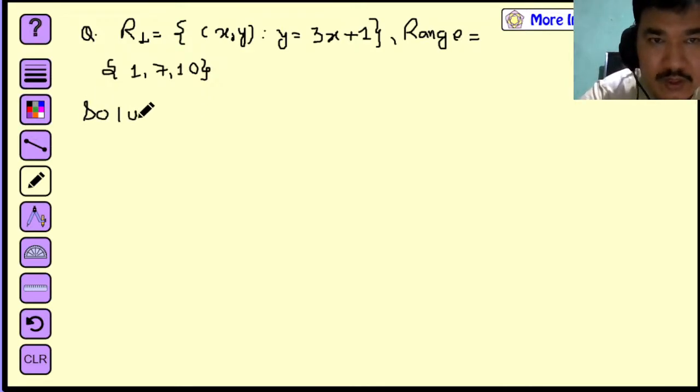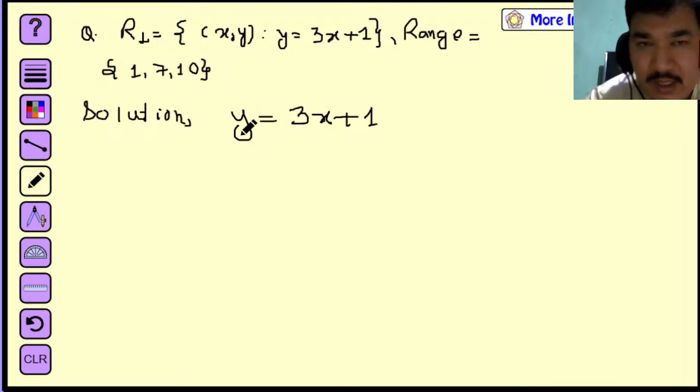Write here: solution. Given that y equals 3x plus 1, where y represents the range and x represents the domain. Here the range is already given.